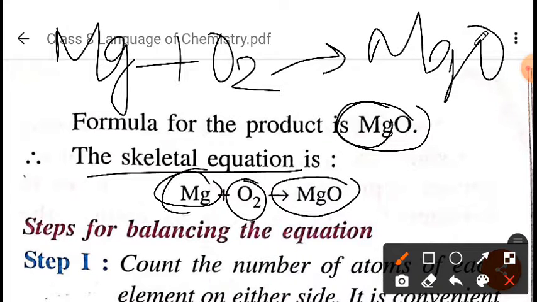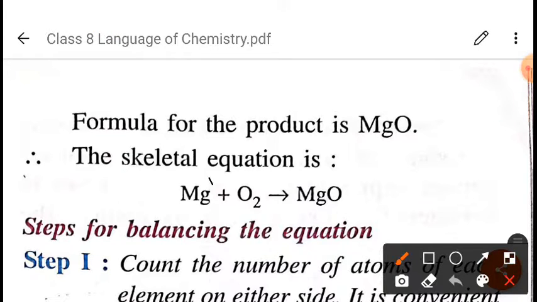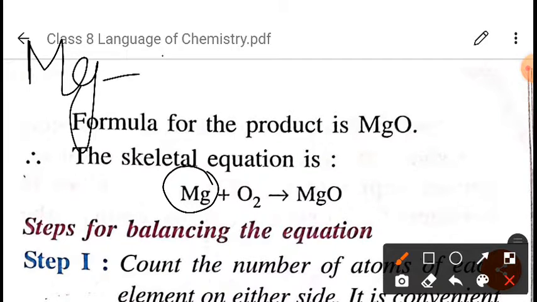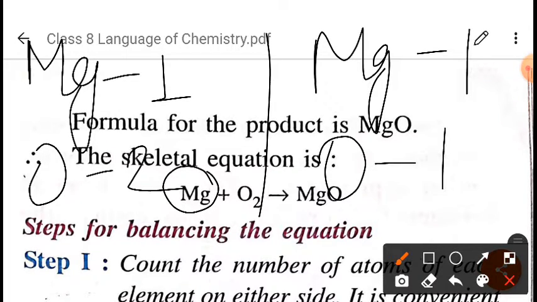So here you see Mg is 1, and here also Mg is 1. Here oxygen is 2, but here oxygen is 1, right? So it is not balanced. As you can see, on the reactant side magnesium is 1 and oxygen is 2, right? But on the product side magnesium is 1, and oxygen is also 1, right?